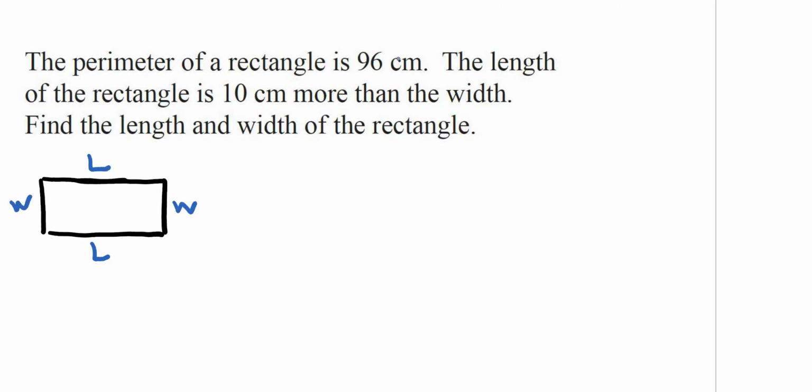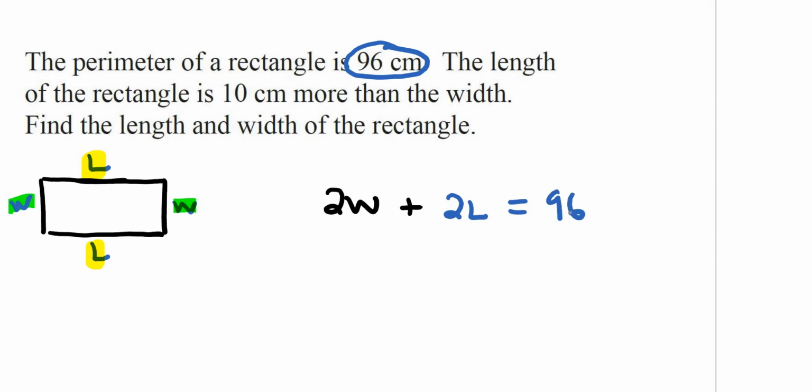All right, so if you're dealing with a perimeter, we know the perimeter is 96, right? So I have two widths, so W plus W is 2W. And then we also have two lengths, right? So L plus L is 2L. So 2W plus 2L equals 96. So there's your first equation, right? The perimeter is equal to 96.